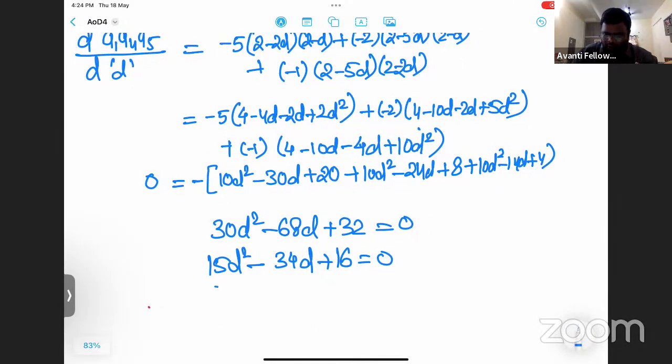Okay, solve this question. We'll discuss the answer in the next class. We'll solve it from here. You need to check this. You'll get two values of d, say d1 and d2. Okay, now this is the only calculation that is left.